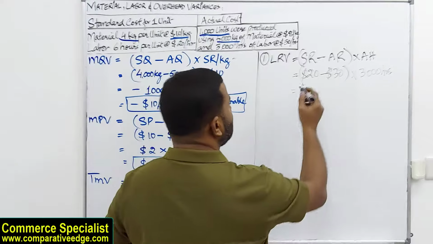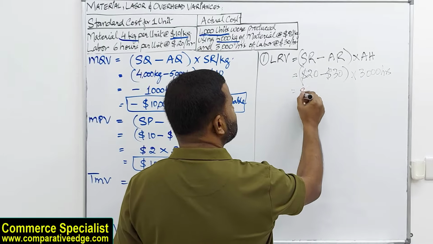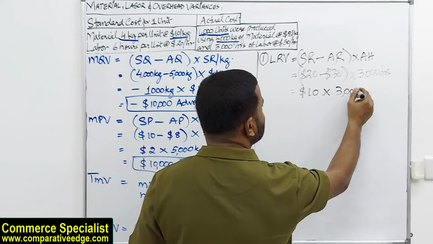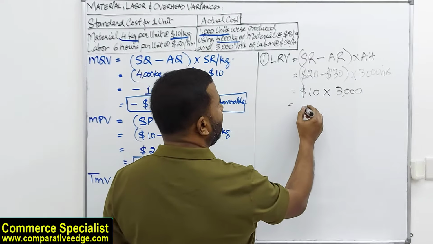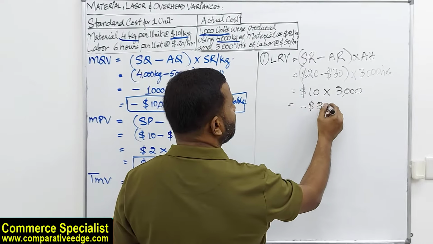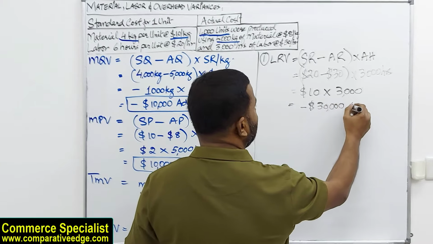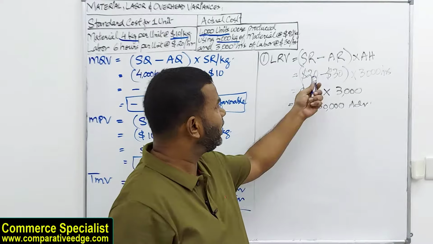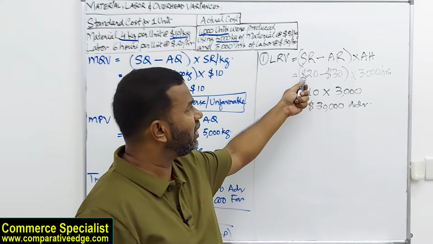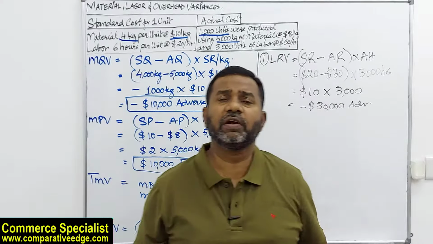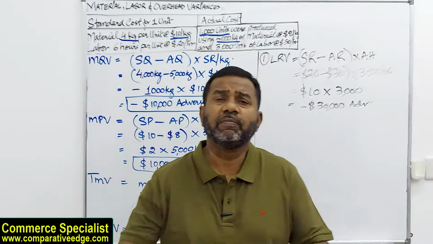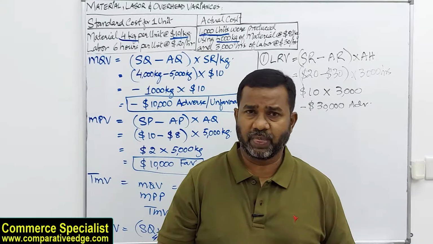Okay, so 20 minus 30 is 10. And when you multiply it by 3,000, you get minus 30,000, and this is an adverse variance. Why? Because you ended up paying more. Your standard rate for labor was $20, but you ended up paying $30 per hour, and you're losing around $30,000 just by paying additional rate to the laborers.